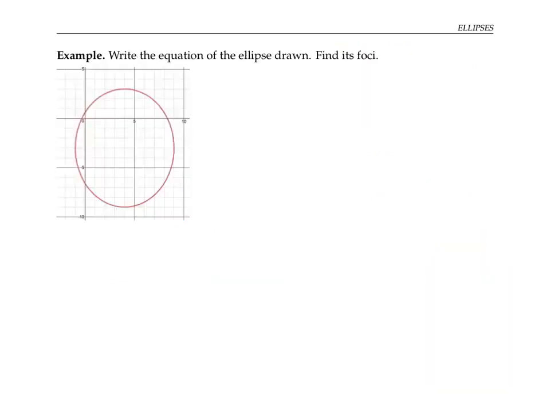Let's write the equation of the ellipse drawn below, and then we'll find its foci. Its major axis is in the vertical direction, right here. Its top vertex is at the point (4, 3), and its bottom vertex is at the point (4, -9). Its center is halfway between its two vertices, which is right here at the point (4, -3). Finally, I can read off the points at the end of the minor axis. So this one is at (9, -3), and this one is at (-1, -3).